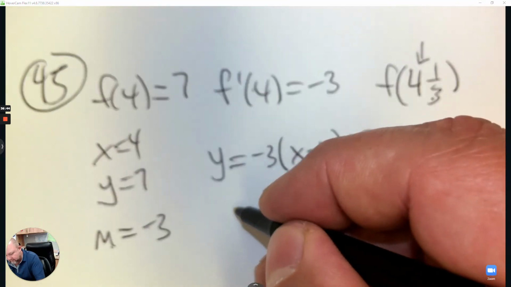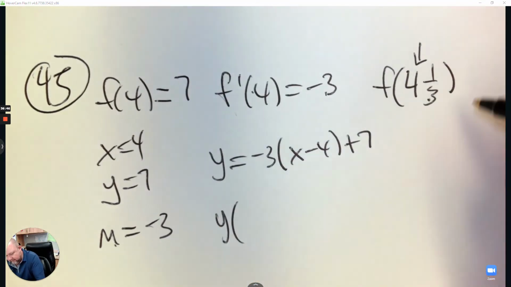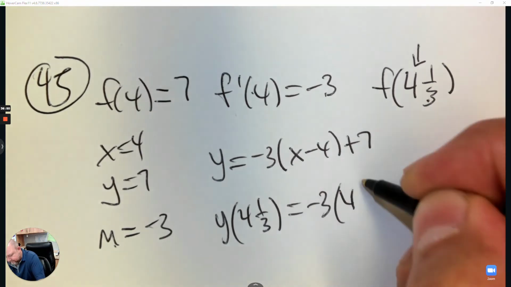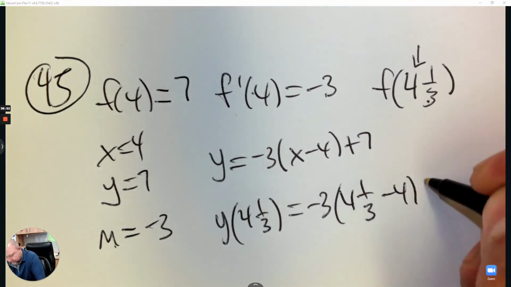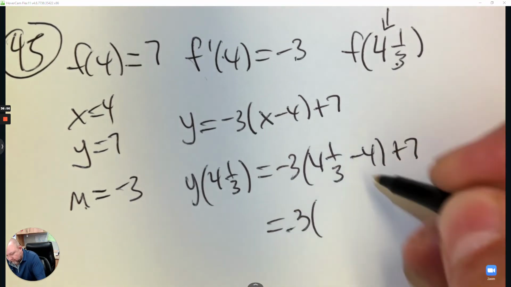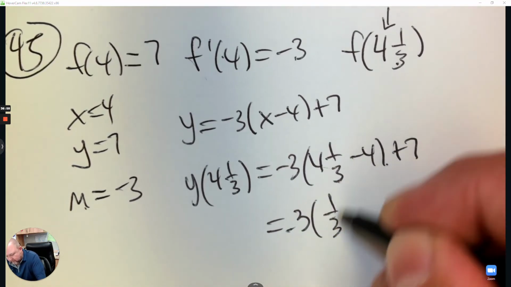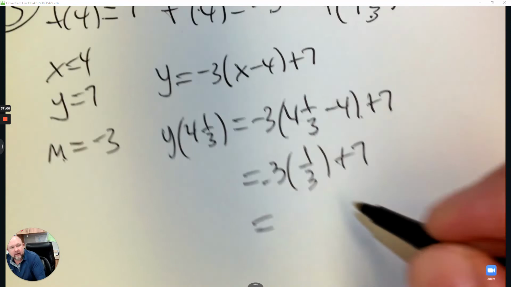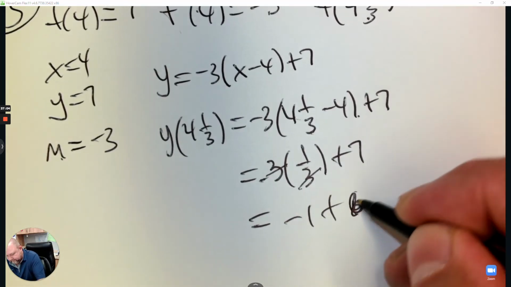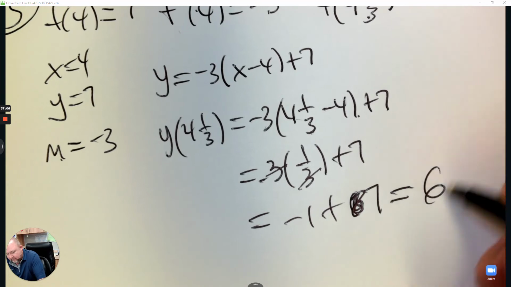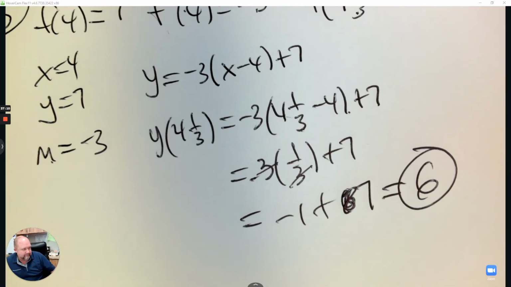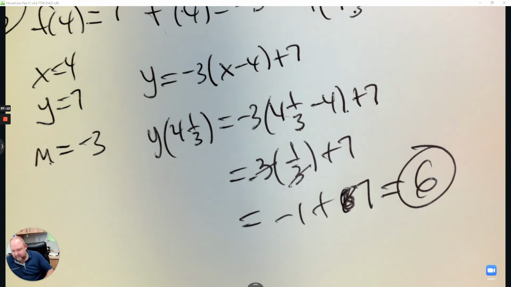Then, to approximate it, I'm going to plug 4 and 1/3 into the tangent line, and then answer it. So 4 and 1/3, take away 4 is 1/3. 3 times 1/3 leaves me with -1. And then -1 plus 7. The approximate answer is 6. All right, 2 left.